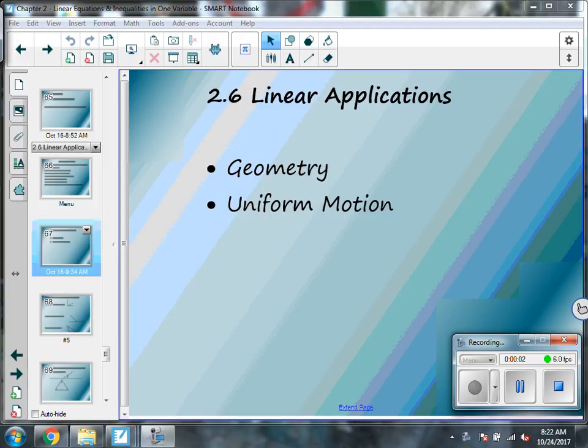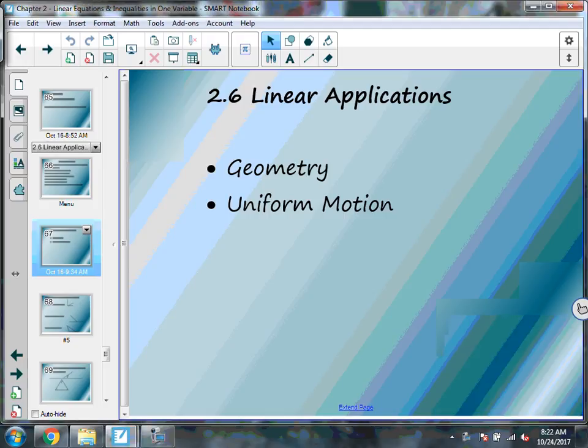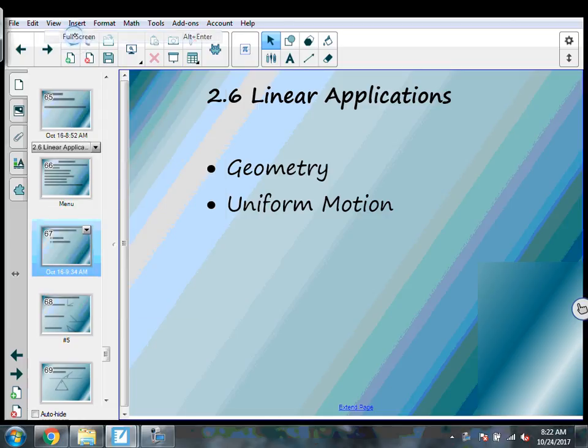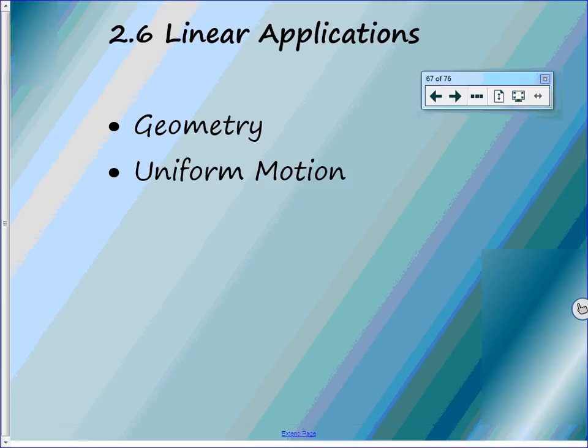Today, the word problems we're going to be discussing are going to be geometry-related word problems and what are called uniform motion word problems. Uniform motion word problems are problems that you'll also get in physics class, but we will discuss them in algebra as well because you use math to solve them.